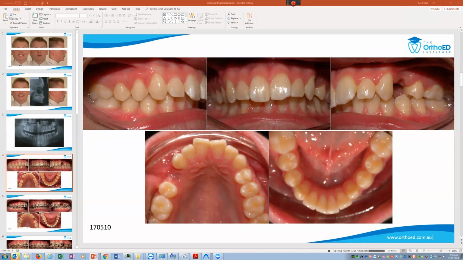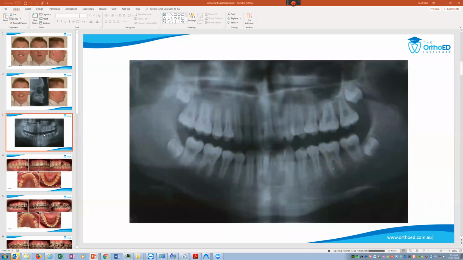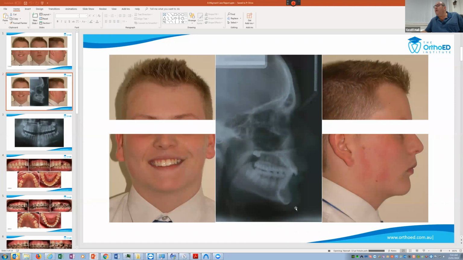How's on that lateral ceph? How are the incisors sitting? The lower incisors in the bone. Good question. They're probably already a bit proclined.